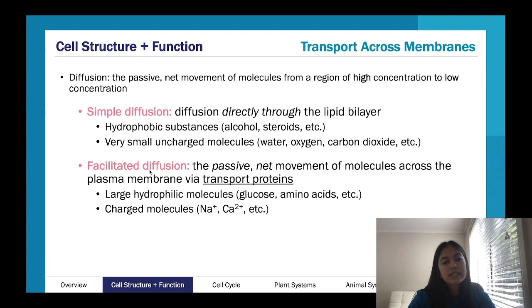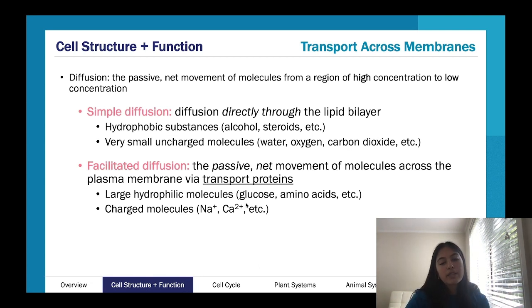In terms of facilitated diffusion, again, this is diffusion because it follows the general definition: it's passive, there's no energy required, and you're going from high to low. But it's facilitated because it requires a transport protein. If you remember that image we looked at before, sometimes these protein channels are basically a little gateway to go through the bilayer without having to cross those phospholipid tails, because obviously they wouldn't allow them to.